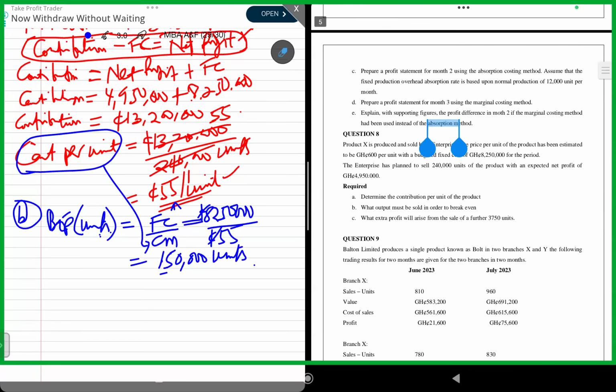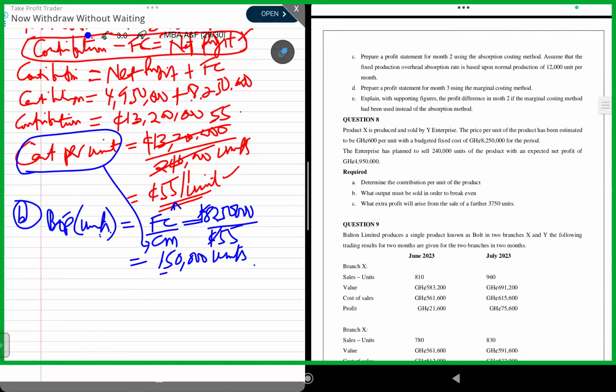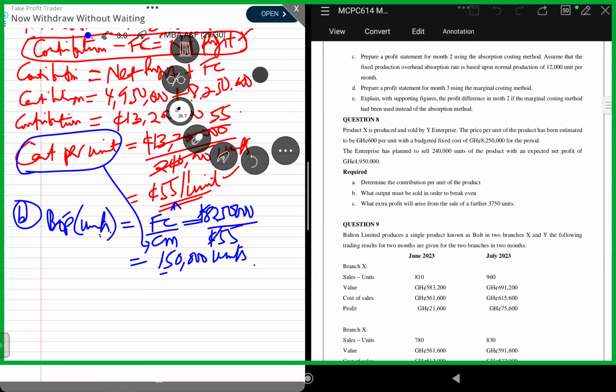The absorption questions, please try your hands on them. We've solved it, so you have to. I don't want to resolve those we've done, similar ones.